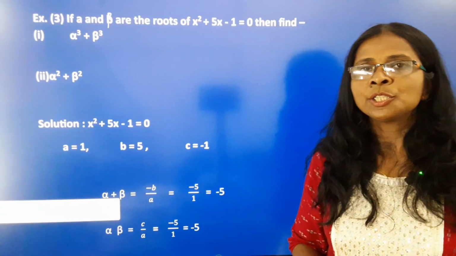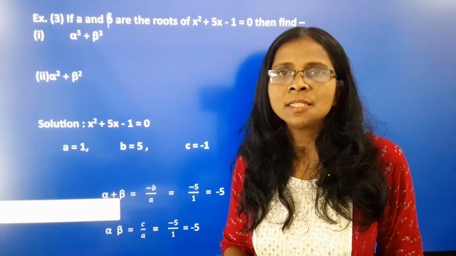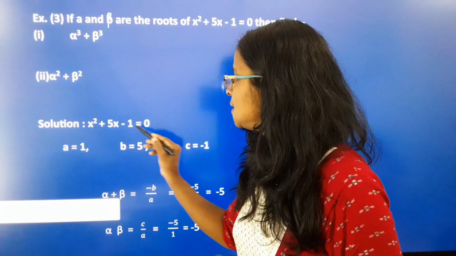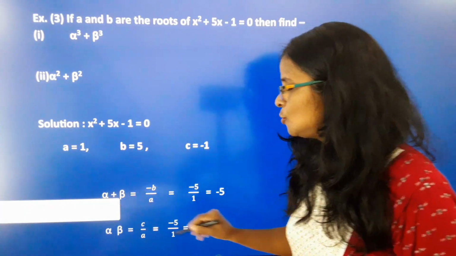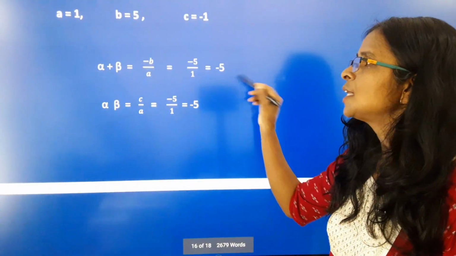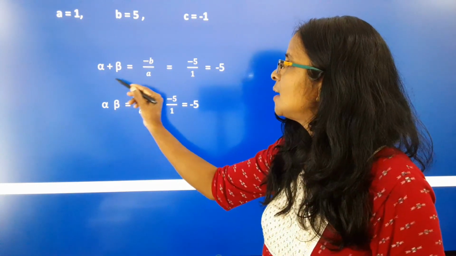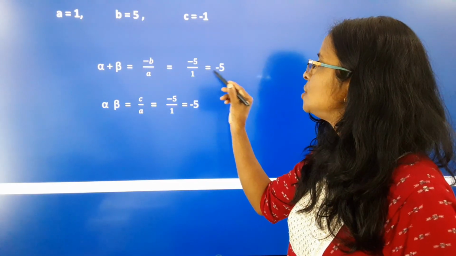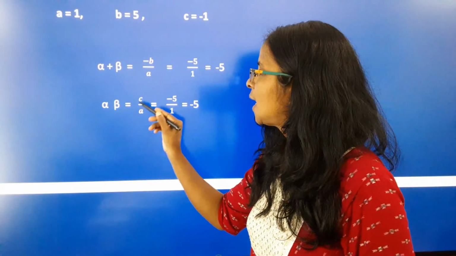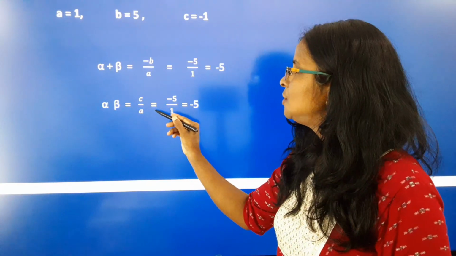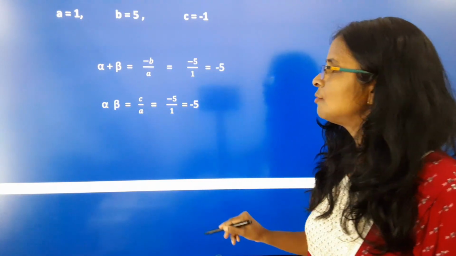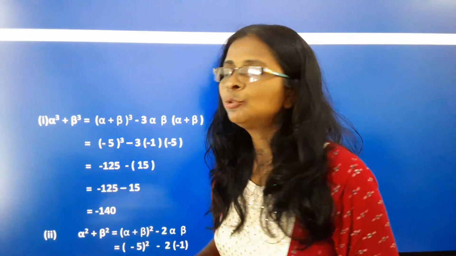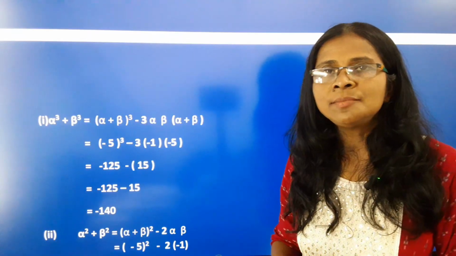So compare this equation with ax² + bx + c = 0. Then we have a = 1, b = 5, c = -1, student. So now the relationship between the roots and the coefficients: α + β = -b/a, which is equal to -5/1, which is equal to -5. And αβ = c/a, which is equal to -5/1, which is equal to -5. So now here first we have to solve this α³ + β³.